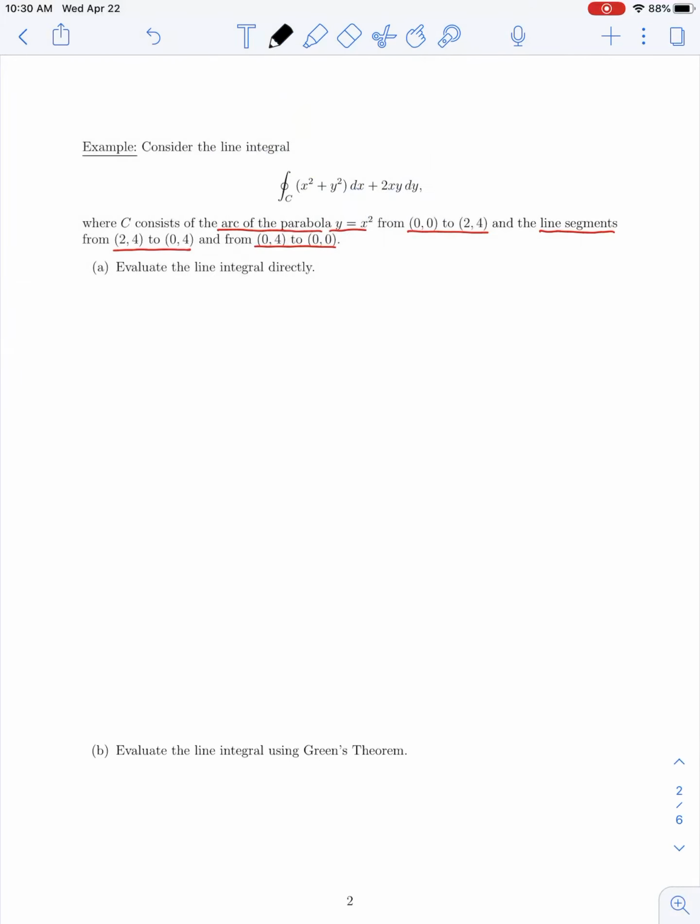So let's sketch our curve here. In the first quadrant of the xy plane, we are looking at first the arc of the parabola from 0, 0 to 2, 4.